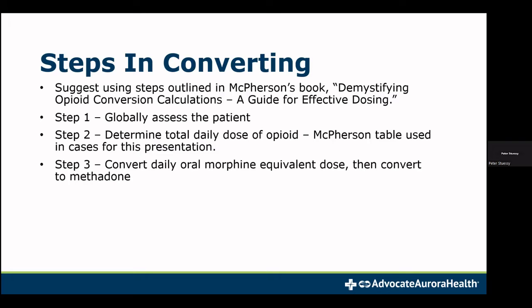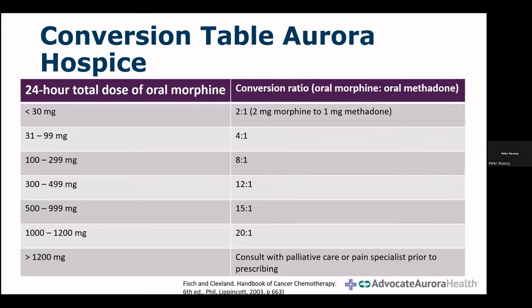Step 2 is determine total daily dose of opiate. Today, in our case examples, I'll be using the McPherson table for this particular presentation. I am going to make an assumption that the audience is quite familiar with the general moving to oral morphine equivalents. Step 3, we're going to convert that daily oral morphine equivalent dose to methadone. So that's where we get into a lot of discussion on methods and other ways to do it.